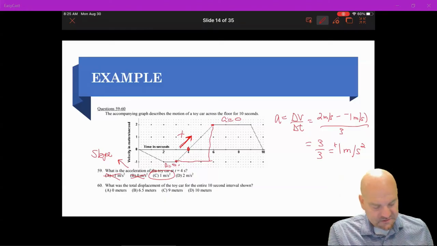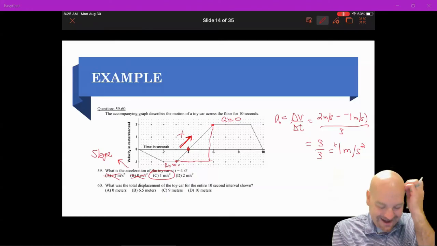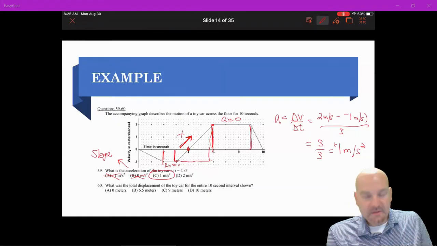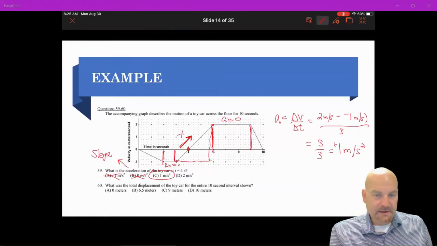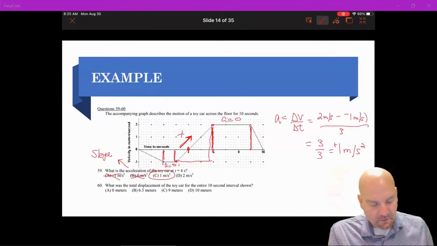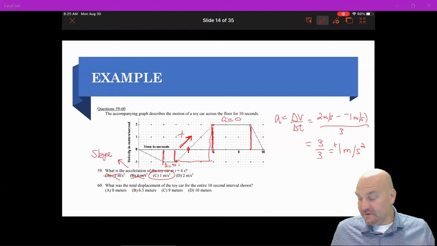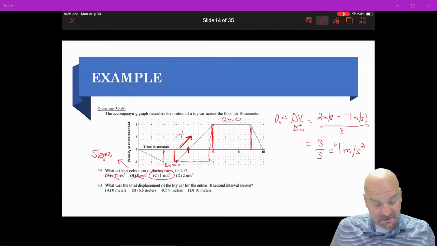Now this is asking us, what is the total displacement of the car for the entire 10-second interval shown? So I'm going to break this up into pieces, and I'm going to find the areas for all those pieces. And I'm going to do it kind of quick. So this is going to be 1/2 base times height. You do have to take into account the negative sign, because we're looking at displacement.